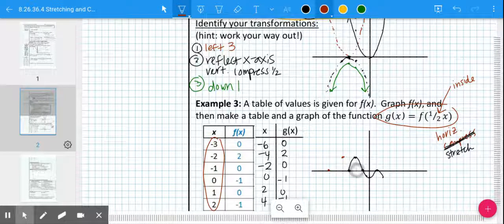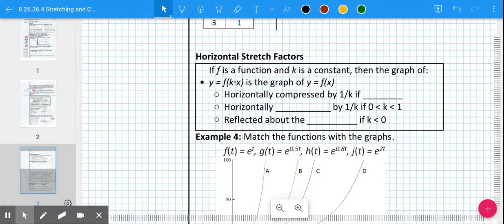When you plot all these points and you go through and you connect them, you should see that this thing looks like a stretched out version of what we had in the first graph. So that's how we horizontally stretch the function. Again, horizontal stretches and compresses are always way more difficult than the vertical ones because of that kind of opposite thinking we have to do. So on the top of the next page, you will see your notes box here.